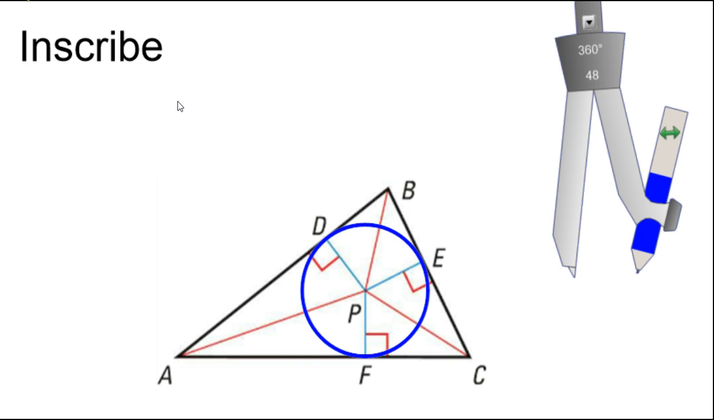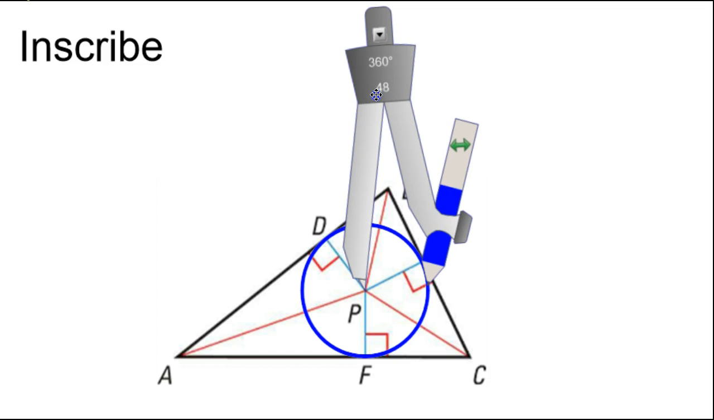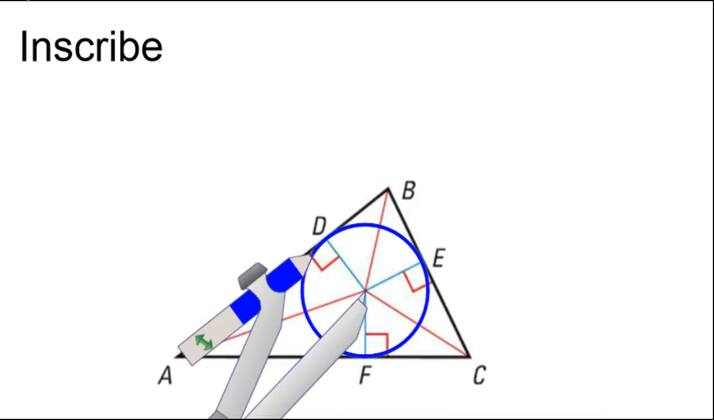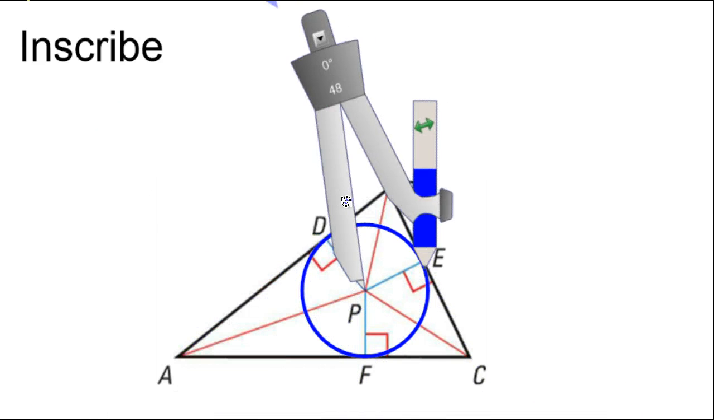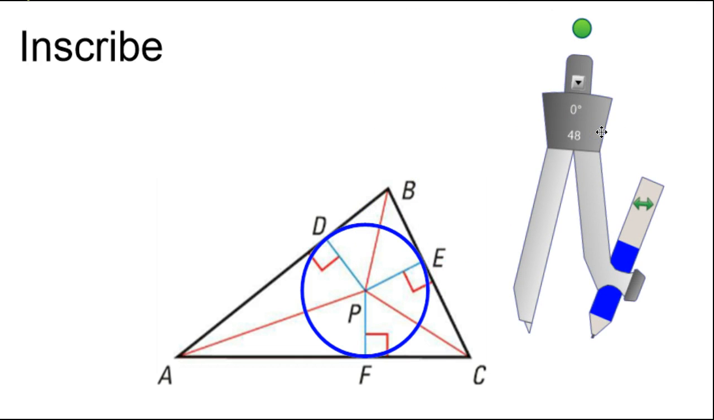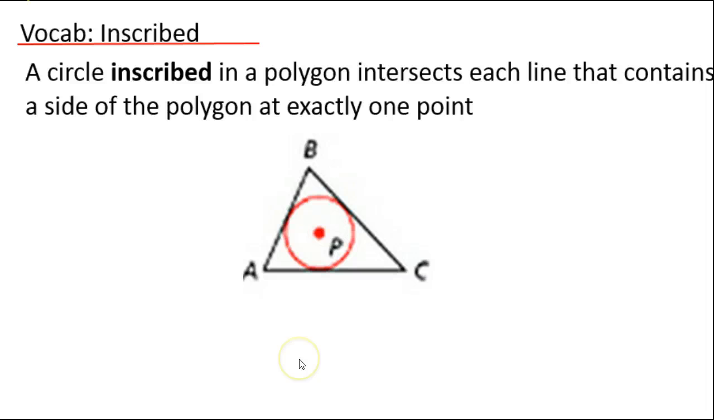This is known as an inscribed circle. So again, my needle at the point, all these sides should be the same. It makes absolute sense because radii will always be equal inside a circle. So that is an example of our inscribed circle. Here's the definition. A circle inscribed in a polygon intersects each line that contains a side of the polygon at exactly one point. That point would be your incenter.